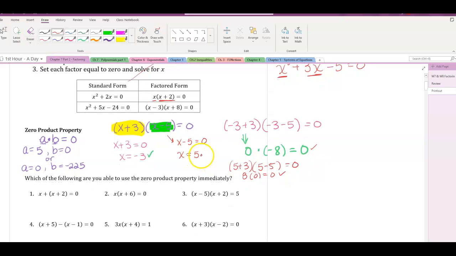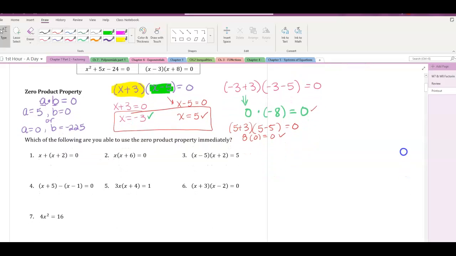Okay, so when we have quadratic equations, we actually have the possibility of two solutions. We do this by setting each factor equal to 0, and we can only do it when it's equal to 0. For instance, if we look at number 3, it says, which of the following are you able to use the zero product property immediately to solve the problem?